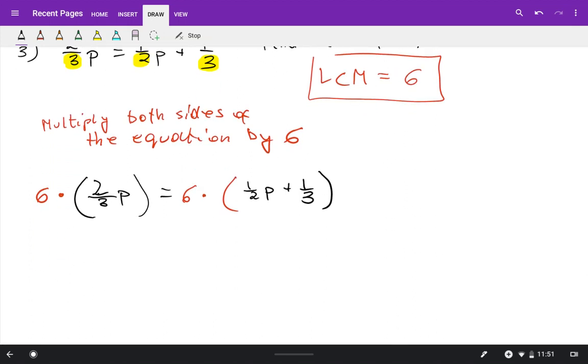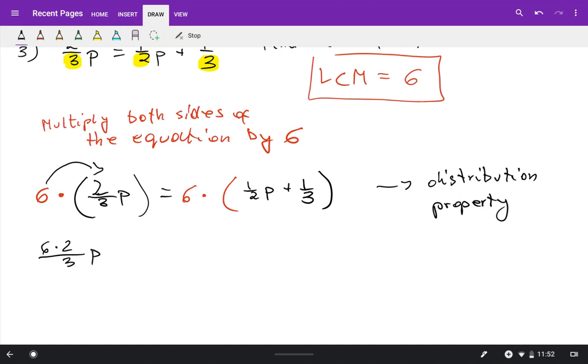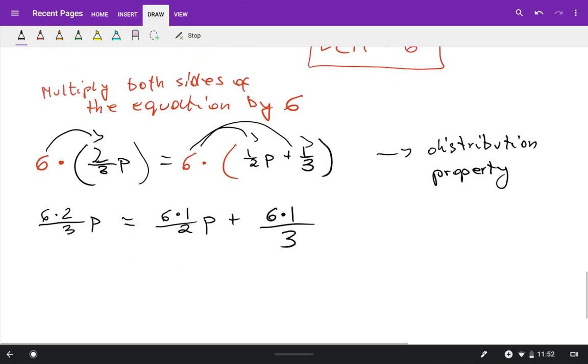Next, you're going to apply the distribution property. So you multiply 6 by 2 over 3. A number multiplied by a fraction, you only multiply the numerator. And distribute here: 6 times 1/2, so you only multiply the numerator of the fraction by 6, plus 6 times 1 over 3, and you copy the denominators.